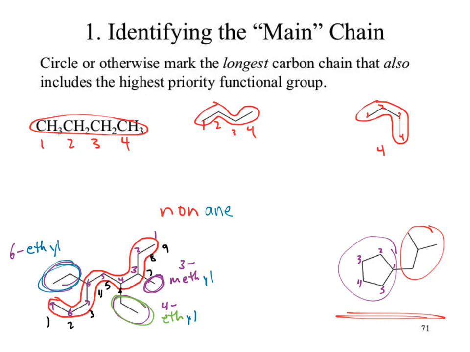Yep. If we had to string our name together, it goes alphabetical in order. Which comes first, ethyl or methyl? Ethyl. How many ethyls are there? 2, so it's diethyl. Where are they located? Position 4 and position 6. 4,6-diethyl.